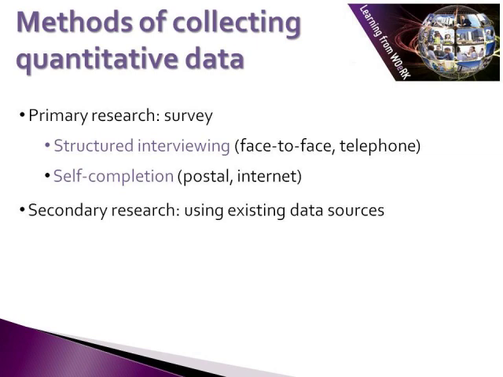The main method for collecting new data in quantitative research is through administering a survey. Structured interviewing and self-completion are the two main methods of administering a survey. Structured interviewing can be completed either face-to-face or via the telephone, and self-completion either postal, internet, and those kind of things. Both are valid methods of collecting survey data from respondents with their own distinct advantages and disadvantages. Of course, we can use secondary data sources too as a method of collecting quantifiable information for research, and we're going to look at each of these methods in turn.